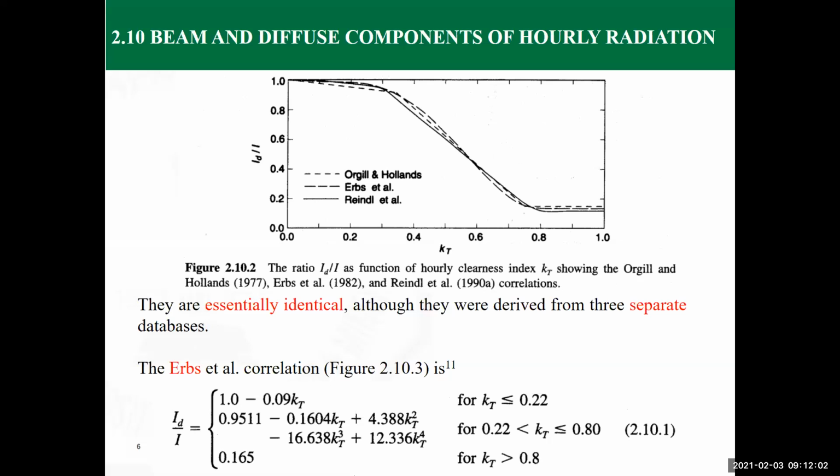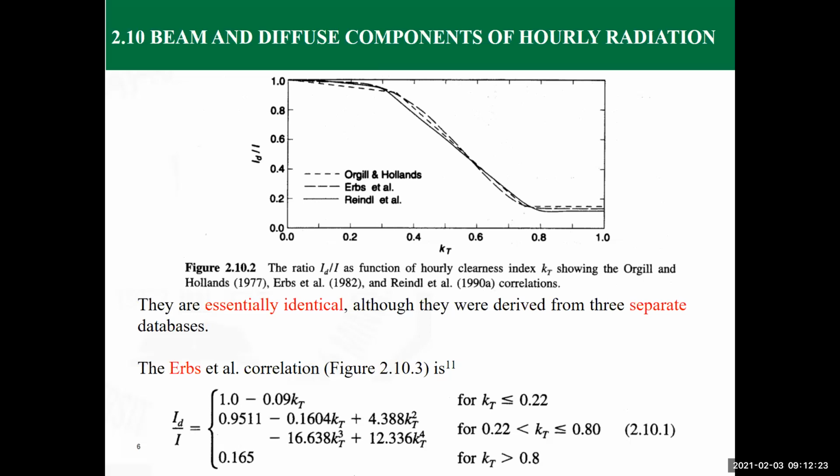And yet, you're getting some sort of values that are close to each other. Actually, they look like they are almost identical, although they are coming from three sets of raw data, or three databases of raw data. Then Herbst came and he made a correlation, and the correlation has been given here.